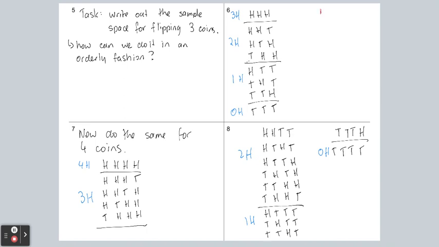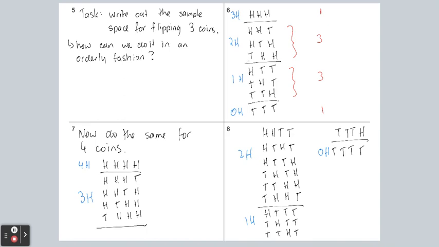There is one way of getting 3 heads. There are 3 ways of getting 2 heads. There are 3 ways of getting 1 head, and there's 1 way of getting no heads.